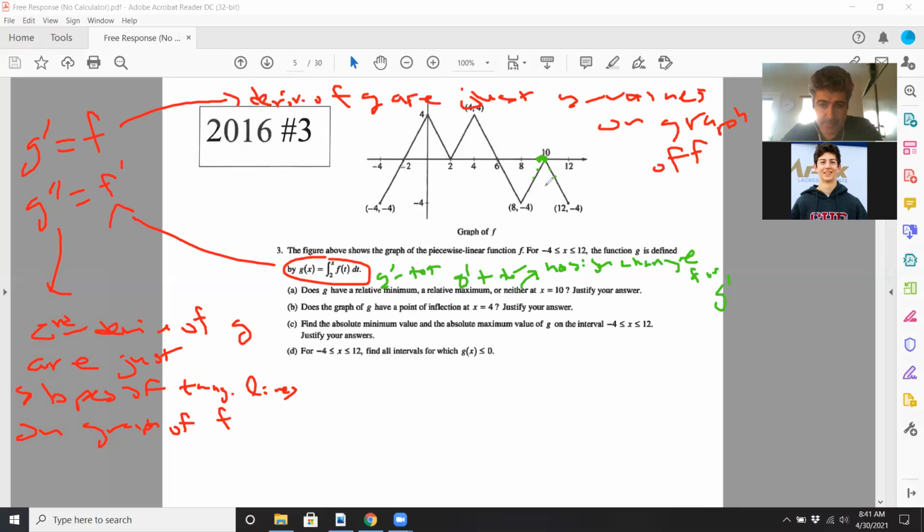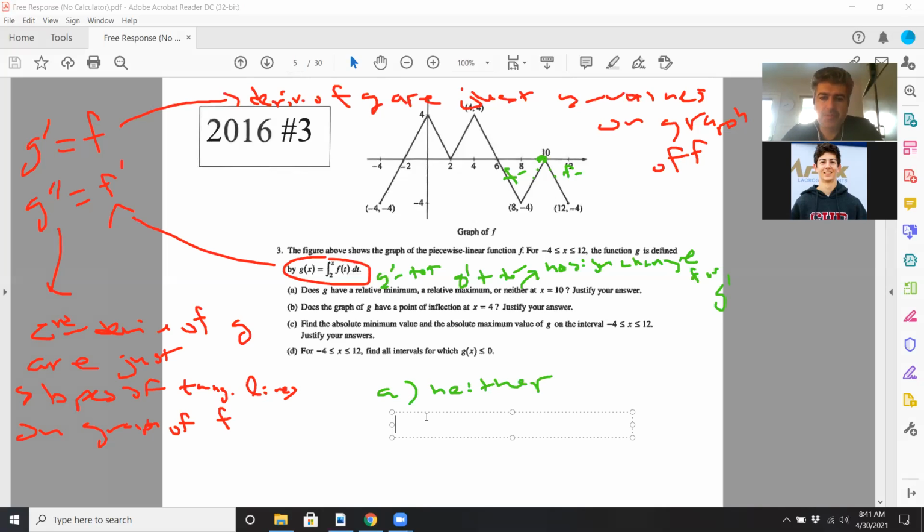Well, here's the thing. F is negative before you get 10. F is negative after 10. It never changes sign. If f doesn't change sign, g prime doesn't change sign. Therefore, the answer for A is neither. Now, when I ask you to justify, here's what you want to say. So this is probably, my guess, worth 2 points. 1 point for saying the right thing, 1 point for the justification.